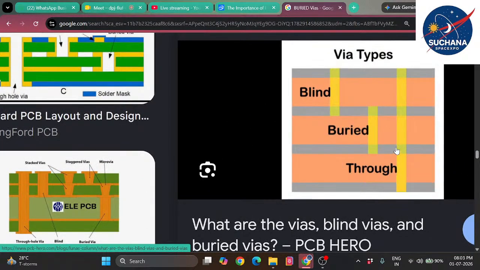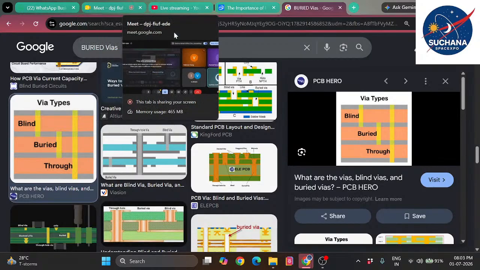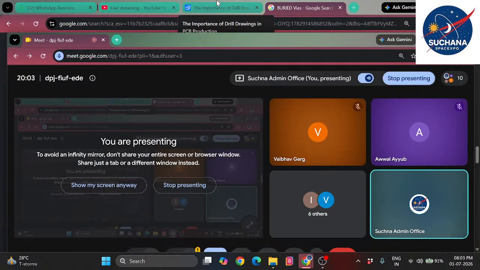See, this is through hole because it is passing through the entire piece. This is just a diagrammatic representation. This is blind because it is originating from the external layer. And this is buried because it is invisible from the external layer. So based on the visibility and whether it passes through the entire board or not, these three different kinds of vias are classified. That is the classification.